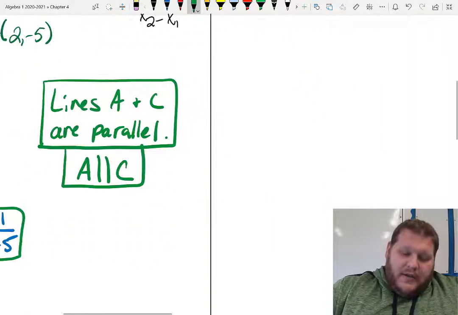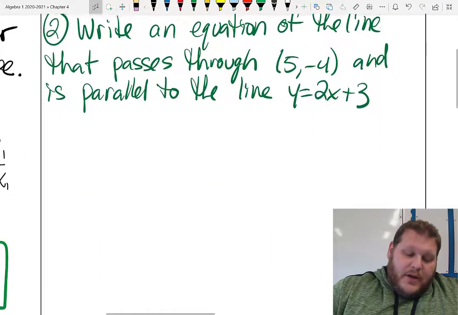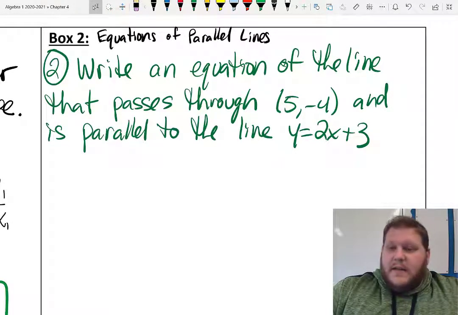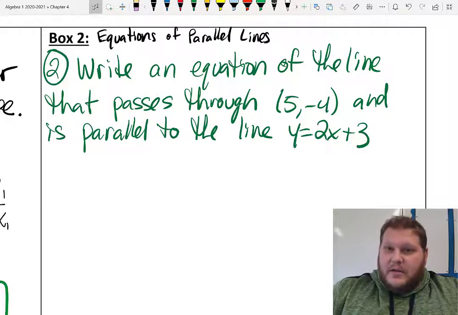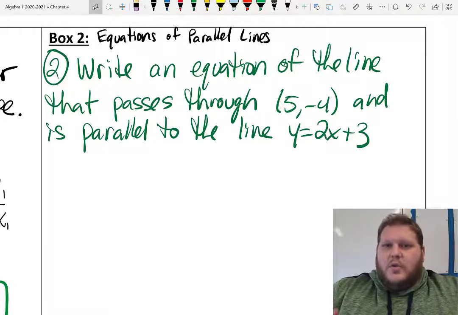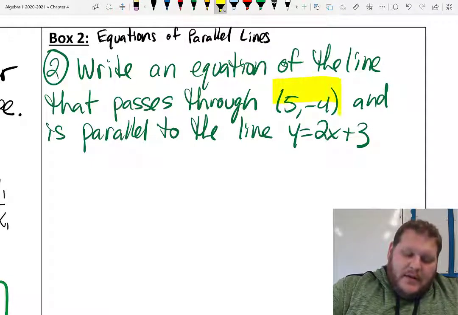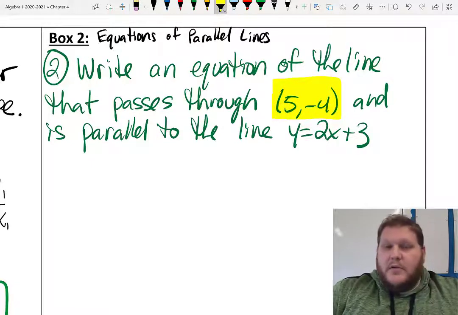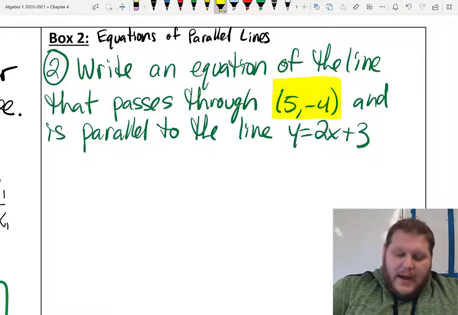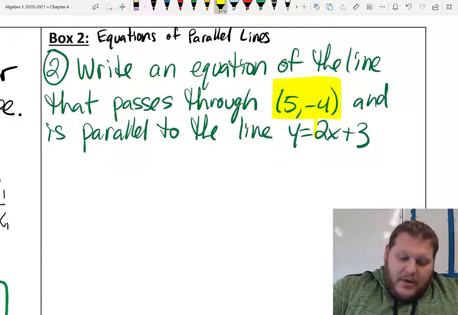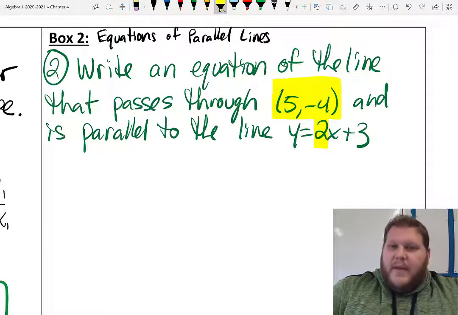Okay. Another thing I can be asked to do with parallel lines is write the equation of a line that passes through a particular point but is parallel to an equation that they give us. A little bit unique in the process, but really what they're saying is my line goes through that point, 5 comma negative 4, and since it's parallel to y equals 2x plus 3, I'm going to use the slope from that equation because we know if they're parallel, they have the same slope.